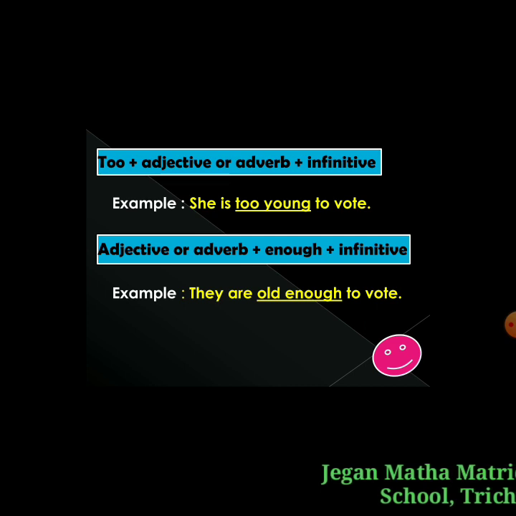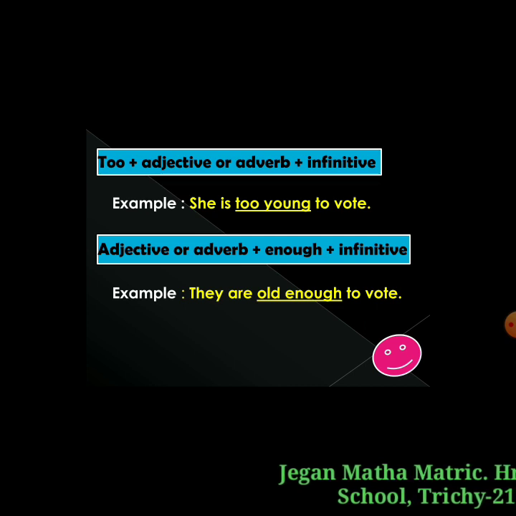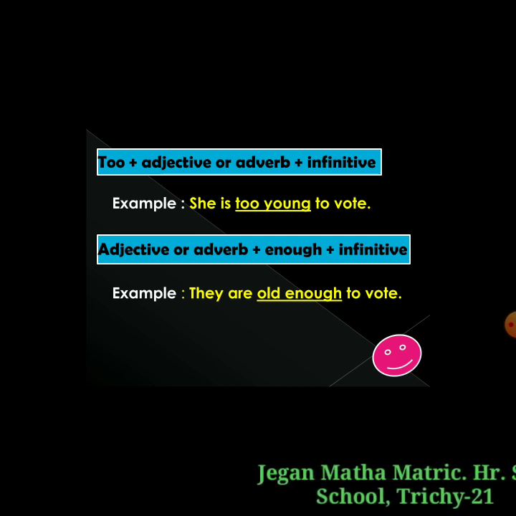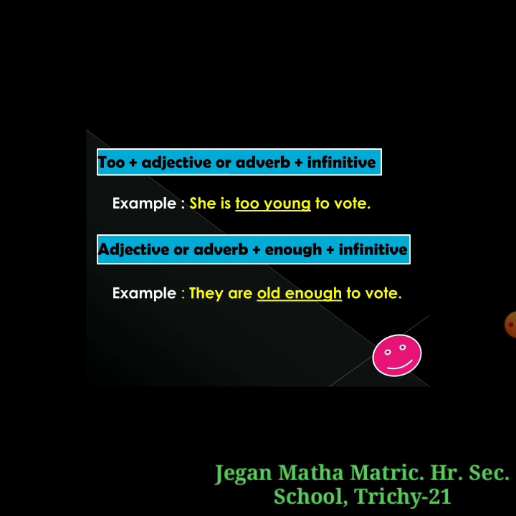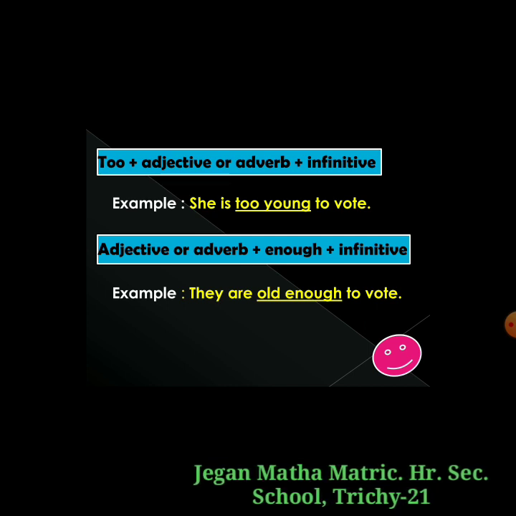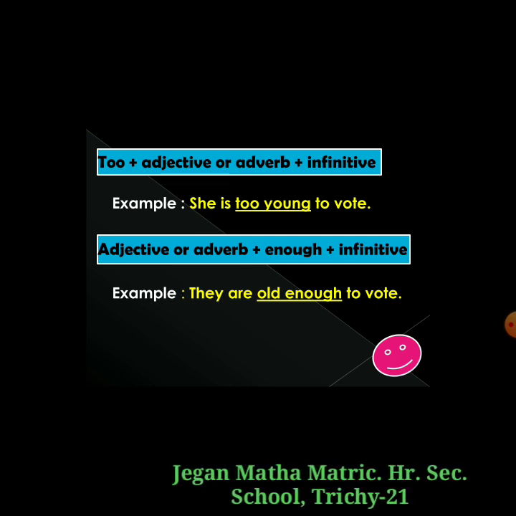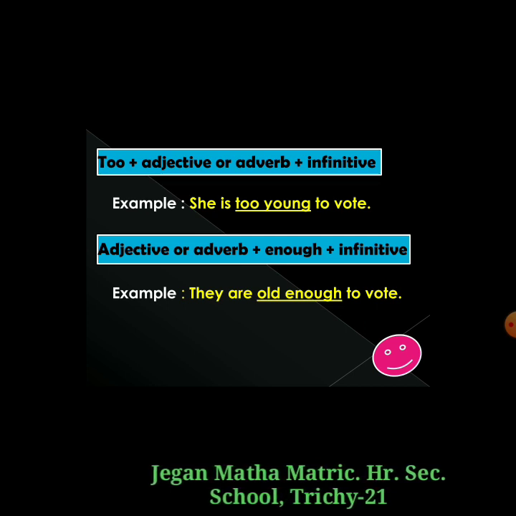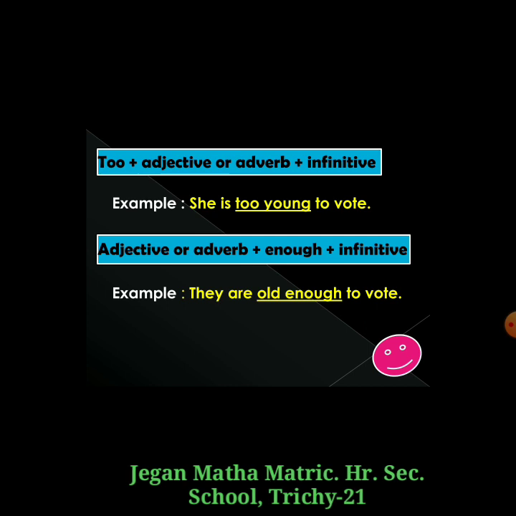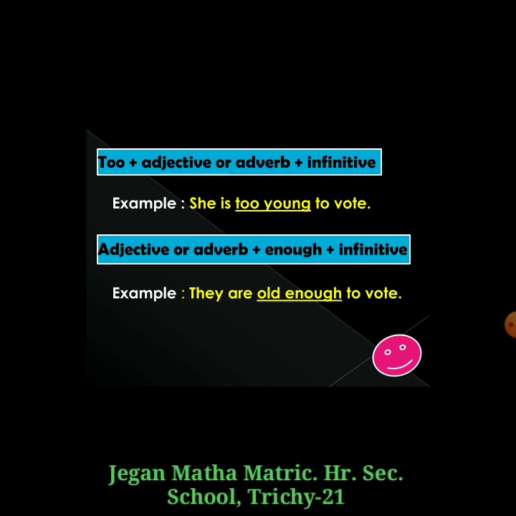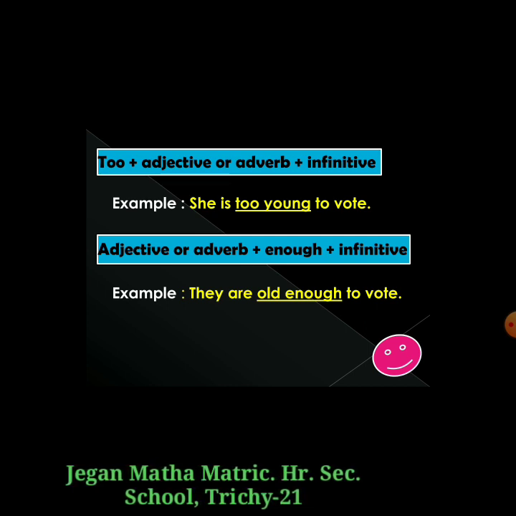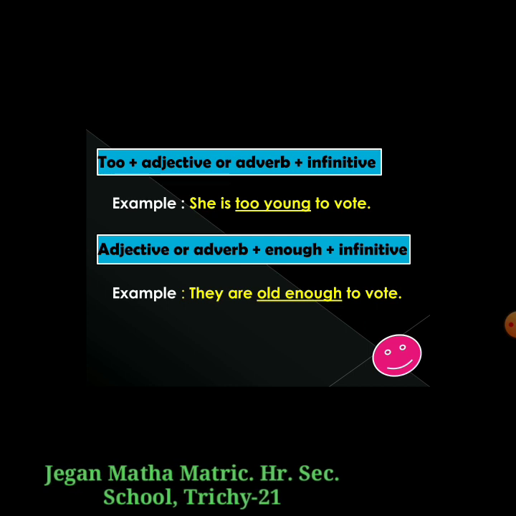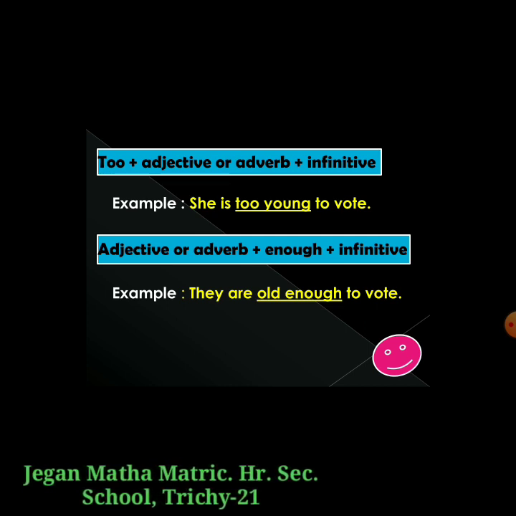Next one, adjective or adverb plus enough plus infinitive. For example, they are old enough to vote. Adjective or adverb, you can use either one. They are old enough to vote. What is the infinitive? To vote. So here old is an adjective, not an adverb. They are old enough to vote.